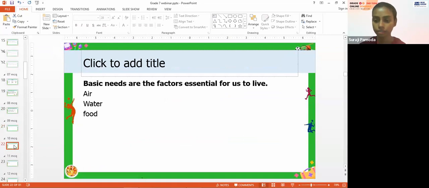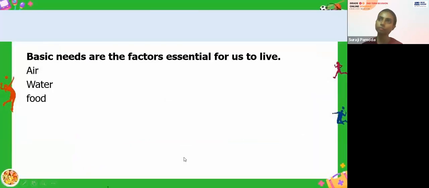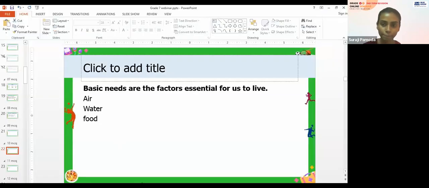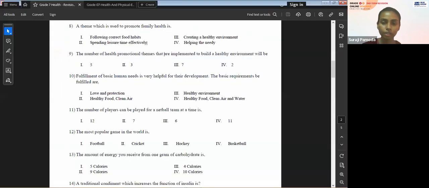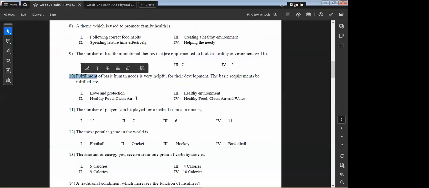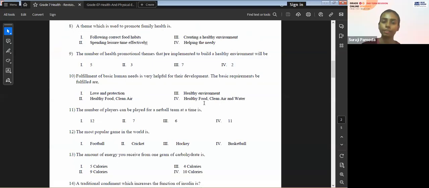Not water, because you know that a person can live 1, 2 or 3 days without water and food. But can a person live without air or oxygen even for 5 minutes? No, right? So it is the first basic need of human. Okay? So what is the answer for the 10th one? Healthy food, clean air and water. Yes, healthy food, clean air and water.